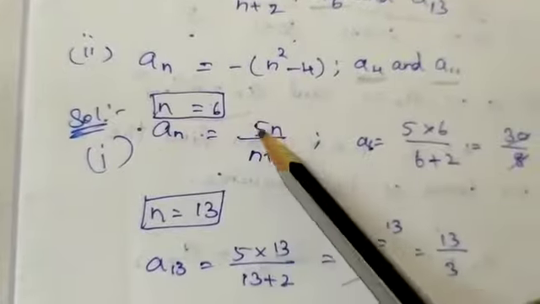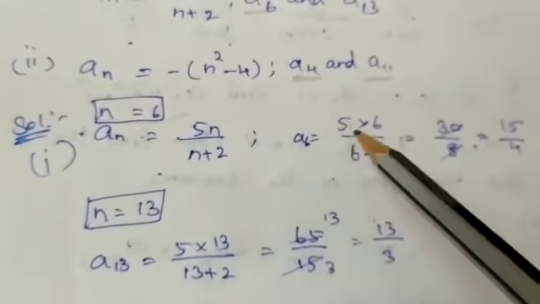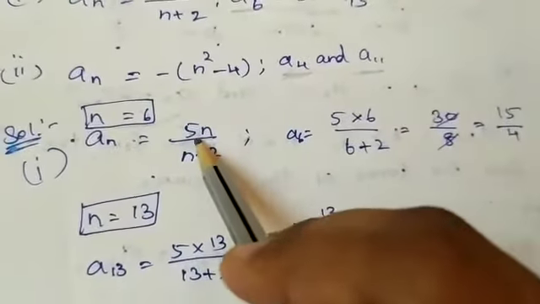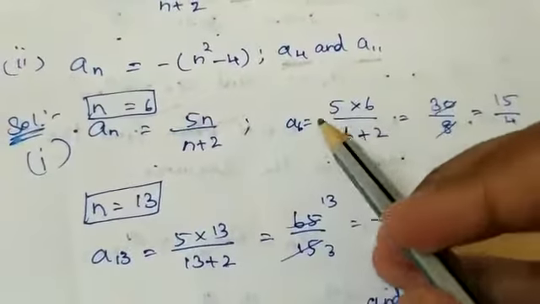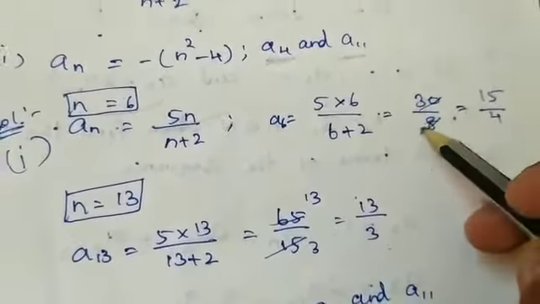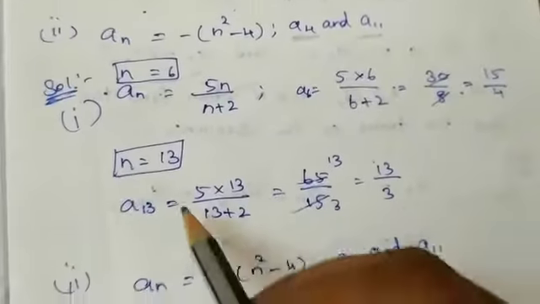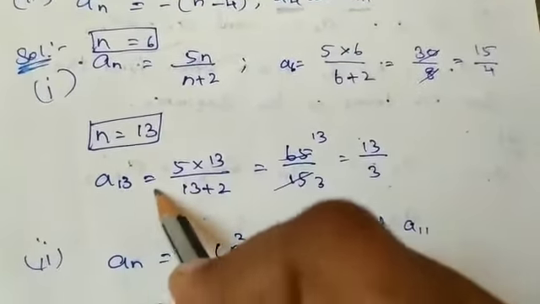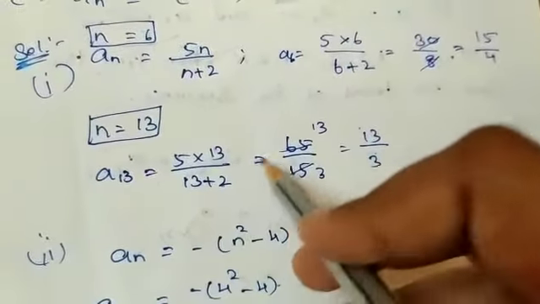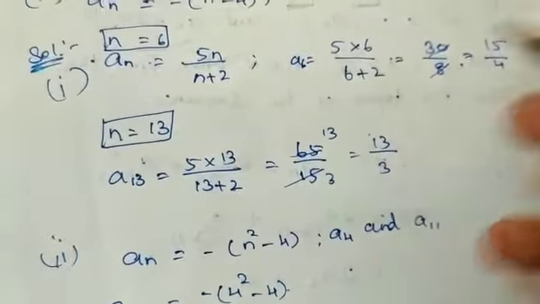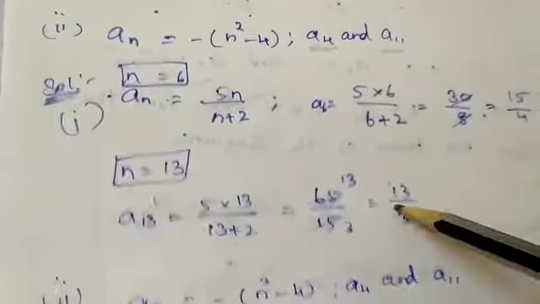That is an equal to 5n by n plus 2, which is a6 equal to, I am substituting the value of 6 in the place of n. I will get 5 into 6 by 6 plus 2, which is 30 by 8, which is 15 by 4. When n equal to 13, a13 equal to 5 into 13 by 13 plus 2, which is 65 by 15, which is equal to 13 by 3.